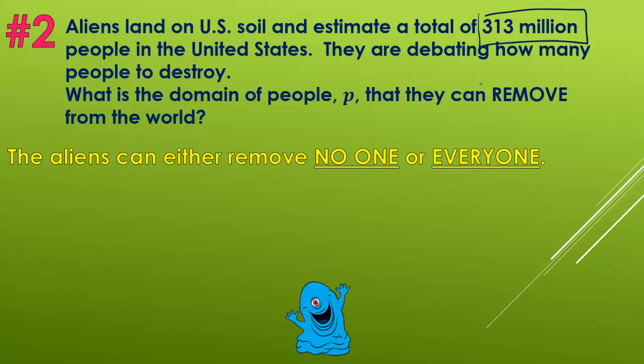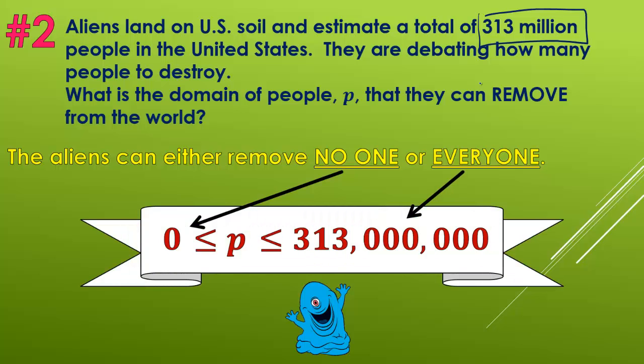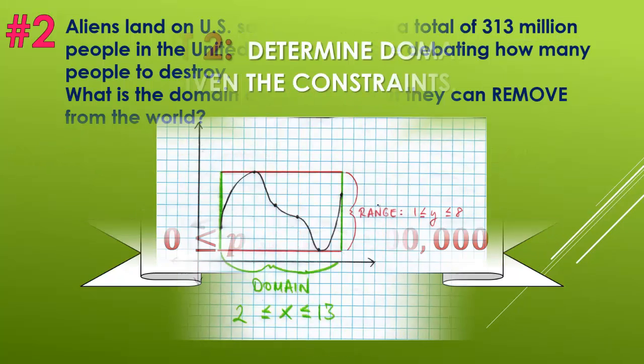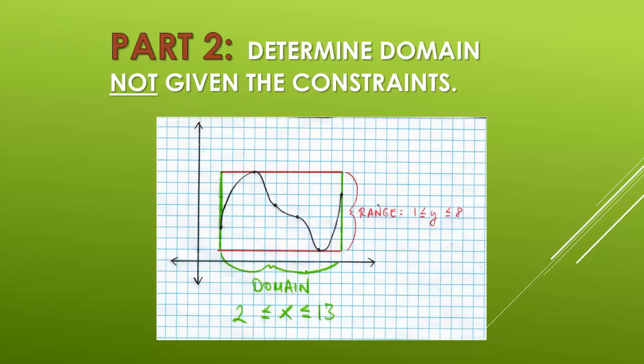So, like I said, they can either remove no one or they can remove everyone. So we say P is greater than or equal to 0, but less than or equal to 313 million. Okay, no one would be 0. Everyone would be the 313 million. Pretty straightforward.